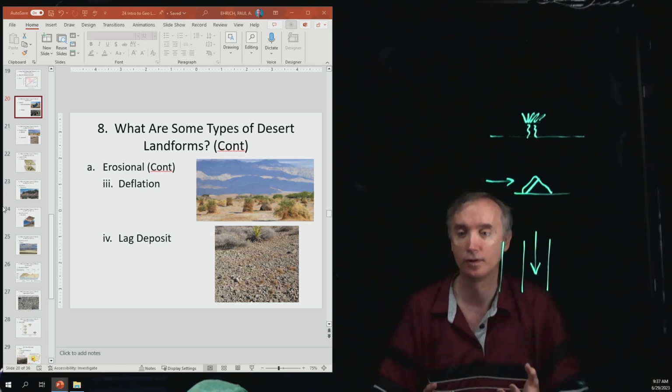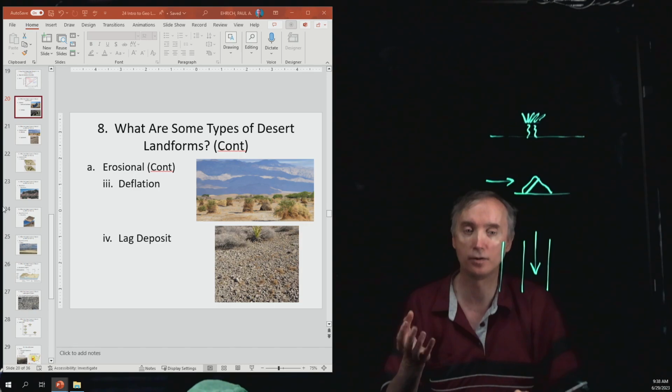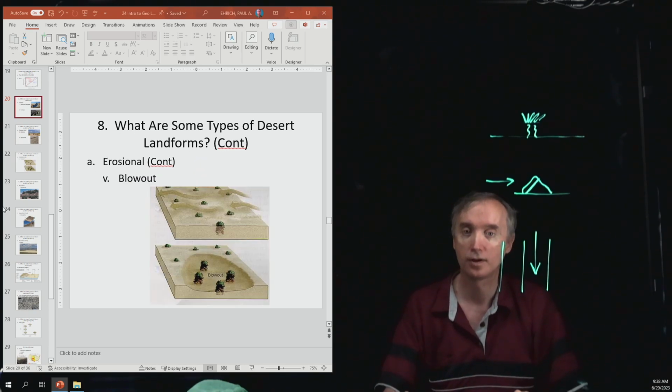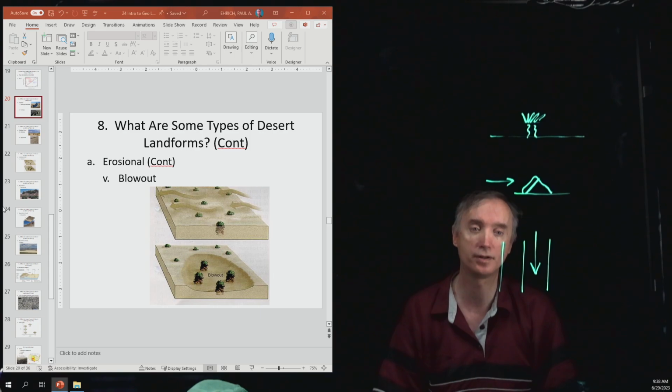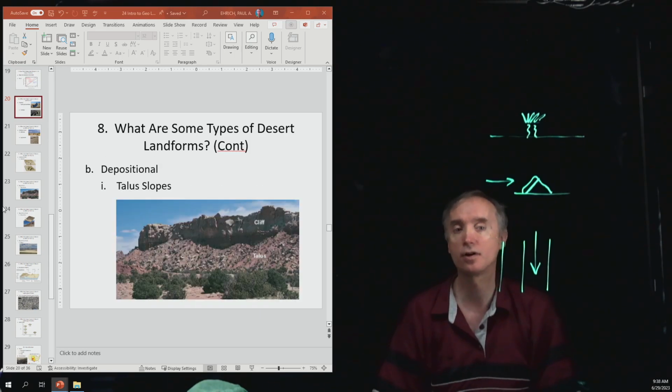Okay, then you have lag deposits, which are going to be pebbles after all of the sand and soil has been eroded away. So now you just have larger pebbles on the ground. Okay, and then a blowout. So you should be able to recognize these pictures on an exam and then match the picture with the name of the erosional landform.